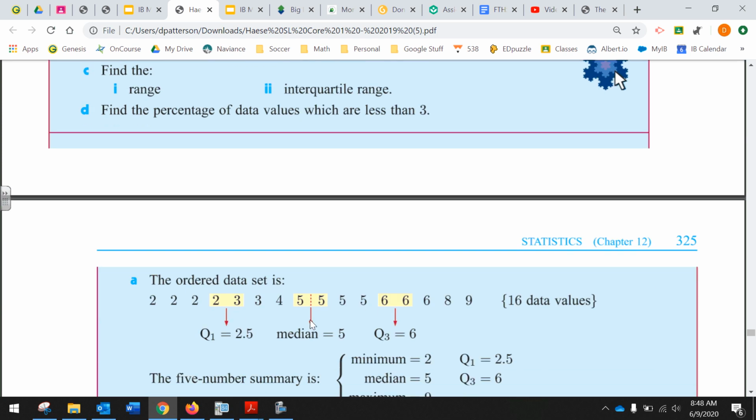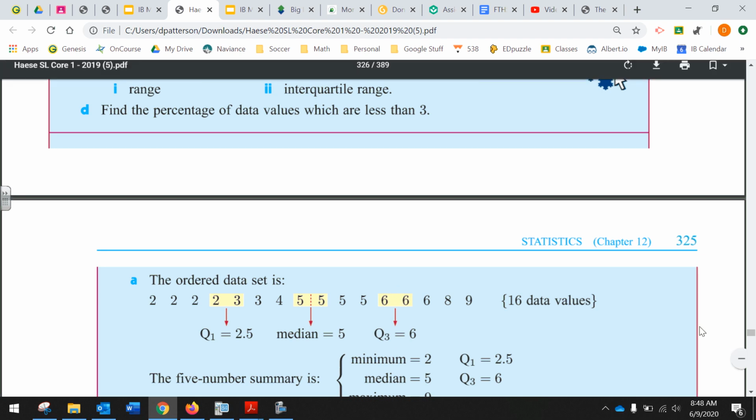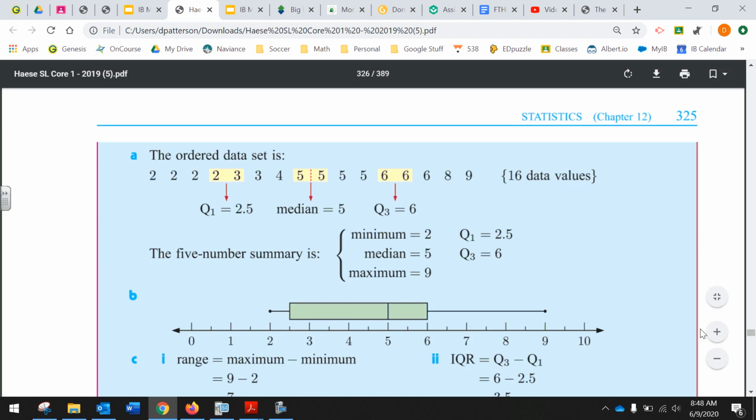Breaking it down, find the median first. Then once you find the median, this 5 is part of the lower half, so the Q1 is 2.5, it's between 2 and 3. The Q3 is 6 because the average of 6 and 6 is 6. So there's our 5-number summary: 2, 2.5, 5, 6, and 9.